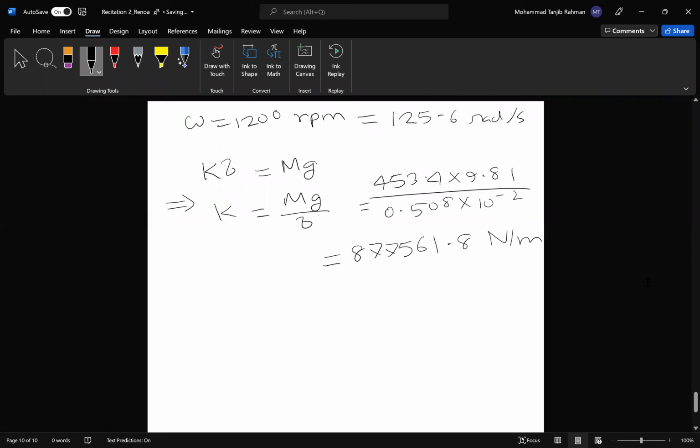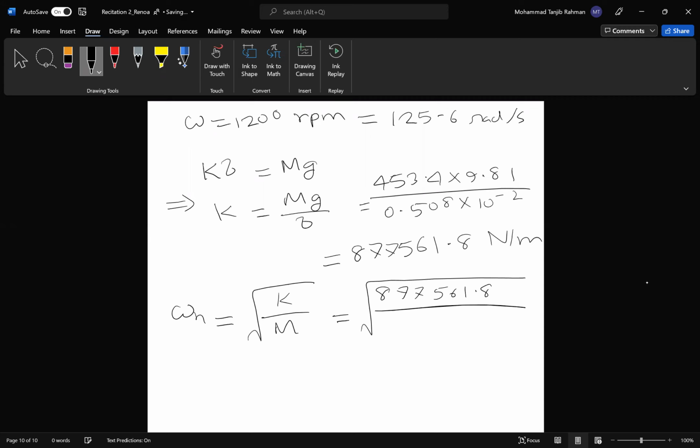Since we have our K and M, we can find our omega n, the natural frequency. So we write root over K by capital M. K is this, and M is 453.4. So our omega n is 43.94 radian per second.